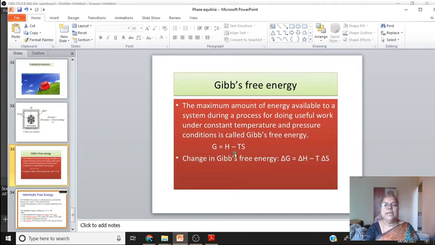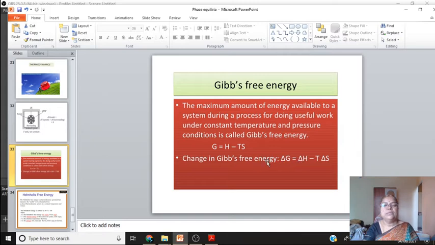So this is the mathematical expression for the Gibbs free energy: G is equal to H minus TS, where G is the energy which is utilized in doing useful work, while TS, the product of temperature and entropy, gives the energy which is unavailable to do work. Then the small change in the Gibbs energy for an infinitesimally small process is given by dG, and it is equal to dH minus T dS, where T is a constant. That means for an isothermal process, dG is equal to dH minus T dS.